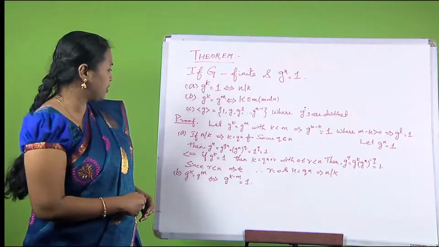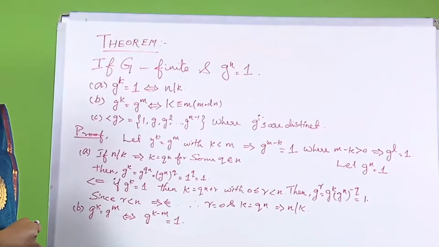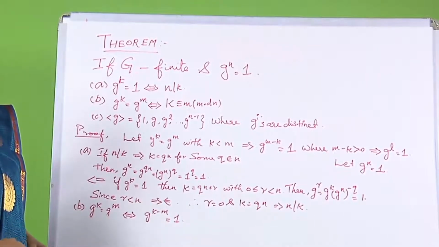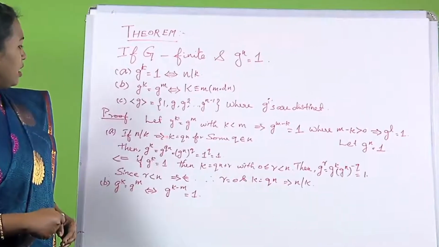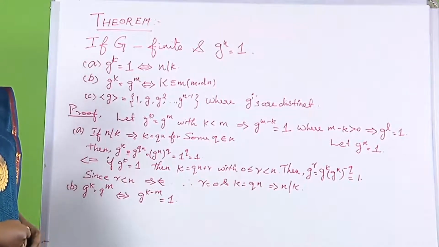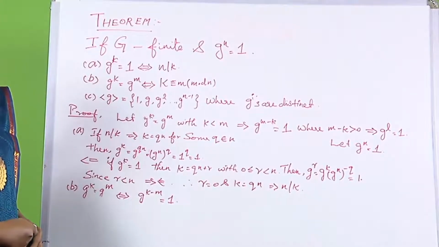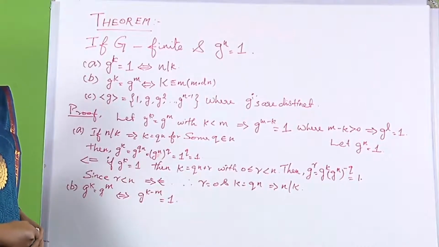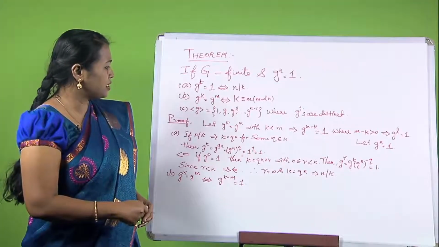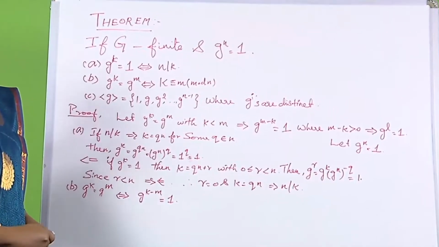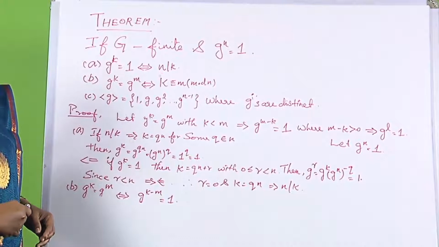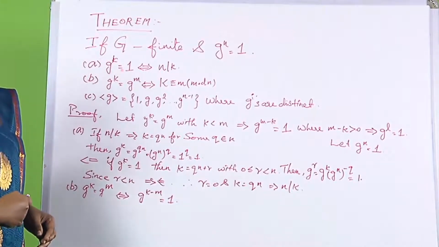Now, let us dive into the theorem. The first point, g power k is equal to 1 if and only if n divides k. Now, let us assume the first part. If n divides k, then k can be written as qn for some q belonging to the set of integers. Then g power k is equal to g power qn, and this can be written as g power n, the whole power q. Now, we have already said that g power n is equal to 1, and therefore, this is equal to 1 power q, and this is equal to 1. So, we have proved one part of the theorem. We assumed that n divides k and we proved that g power k is equal to 1.